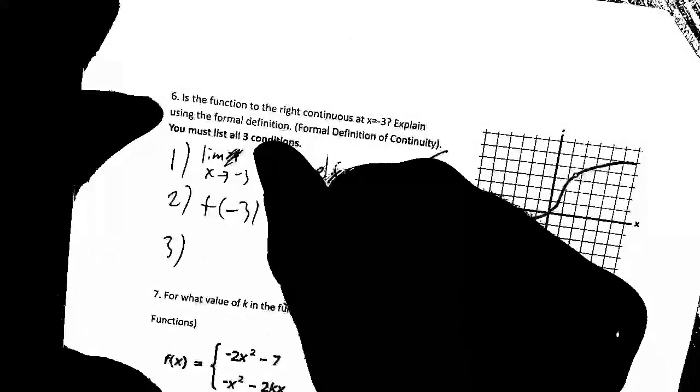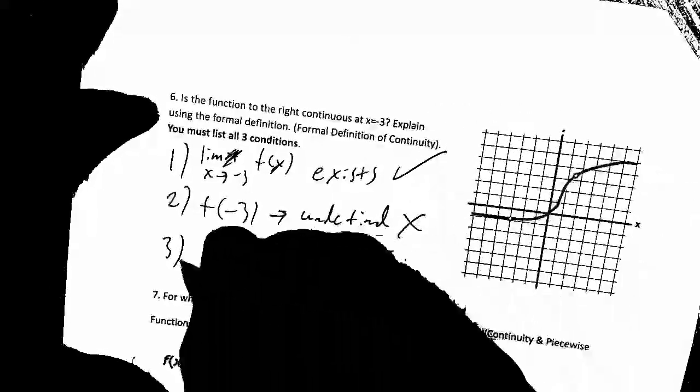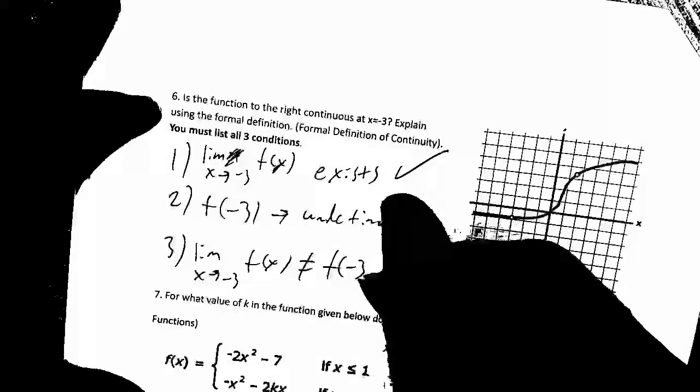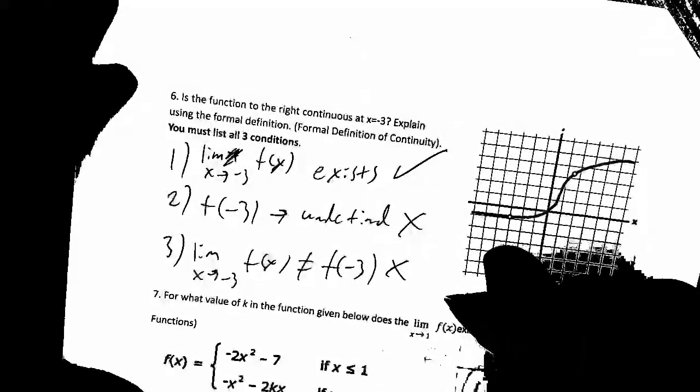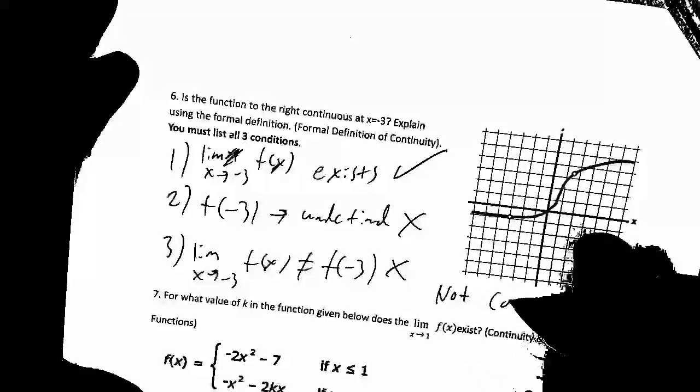Number 2, f of negative 3 is undefined. So that fails it. And then the limit as x approaches negative 3 of f of x does not equal f of negative 3, so we fail this one too. So it is not continuous, and this is fine as an answer.